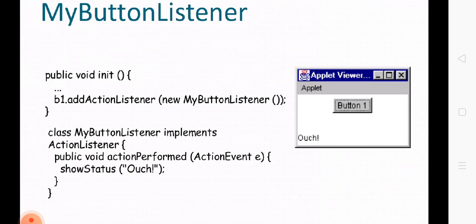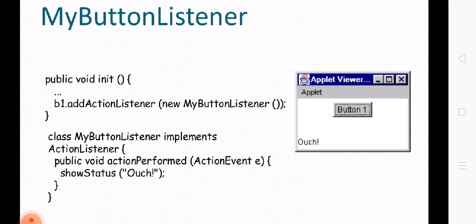Here you can see the actionPerformed method. Within the actionPerformed method, we have written a show status message. So whenever this button is clicked, it will generate a new event, and that event is passed to the actionPerformed method. Now the actionPerformed method will in return display a message, and you can see that output.